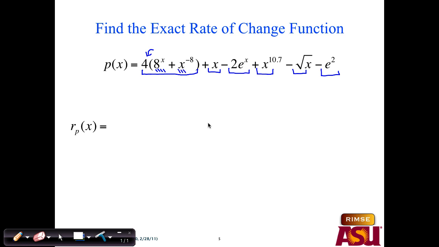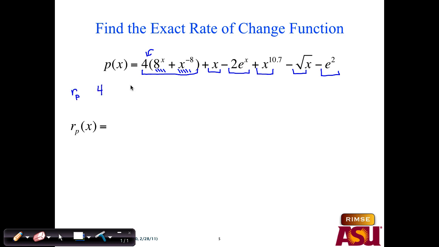But constant multiples I know how to deal with. If I can find the derivative, the rate of change, for what's inside the parentheses, according to our constant multiple rule, I can just tack that 4 back on. I don't have to distribute. I can just leave it as 4 times something. So I'm going to write this up here to give myself some more space.